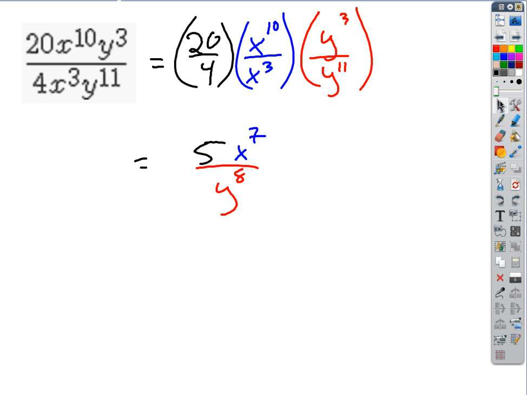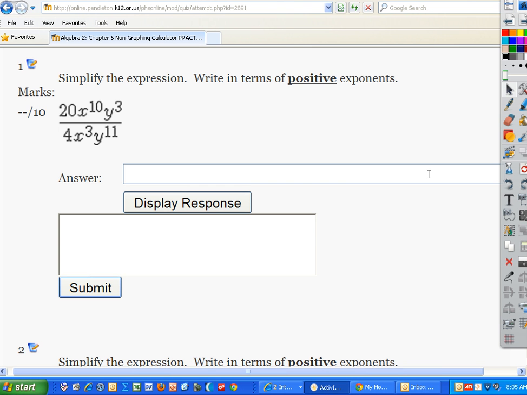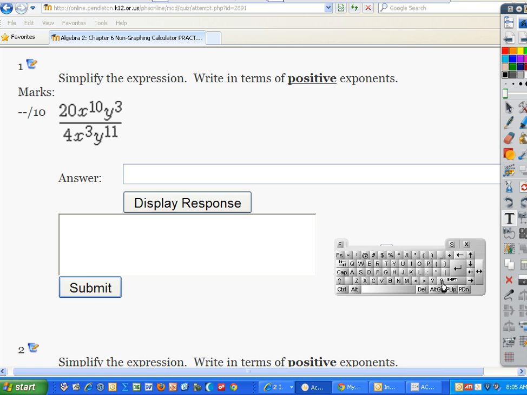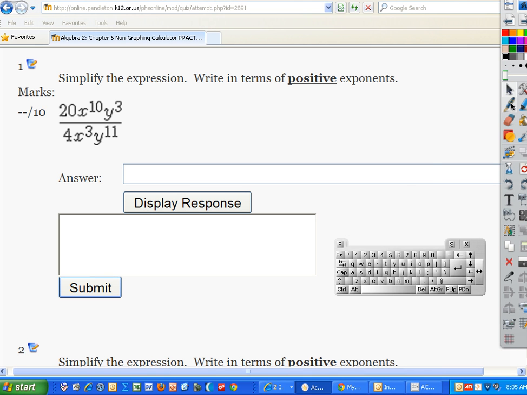So when we put that into Moodle, how do we do that? I could put parentheses around the whole top. That'd be absolutely fine. But I don't actually have to, because I only have one thing on the bottom. So I could just say 5 times x to the 7th divided by y to the 8th. Okay, display response. Looks good? Okay. I got it. Good.